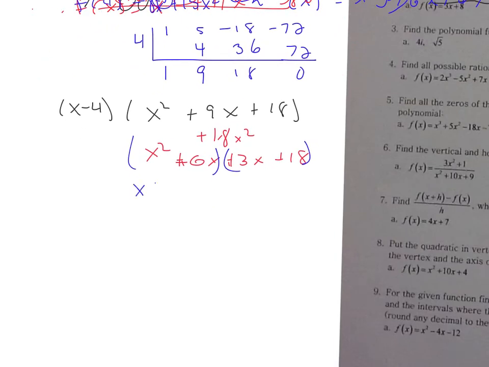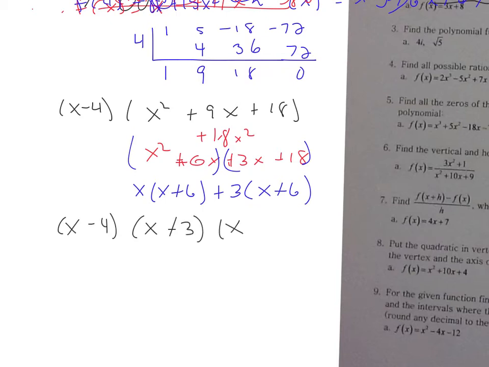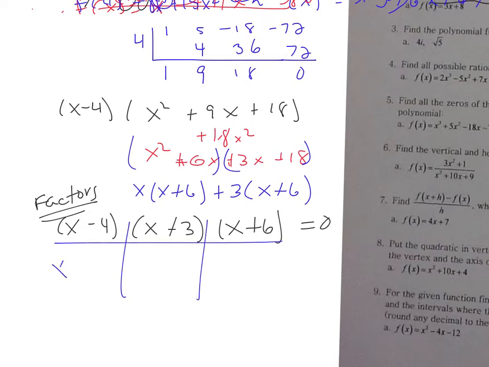And I have a GCF of x times x plus 6. GCF is positive 3 times x plus 6. So my factors are x minus 4, x plus 3, x plus 6. These are your factors. Okay, my zeros, x equals 4, x equals negative 3, and x equals negative 6. These are your zeros.